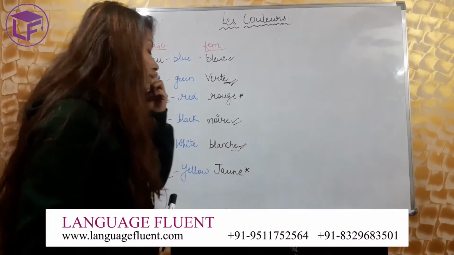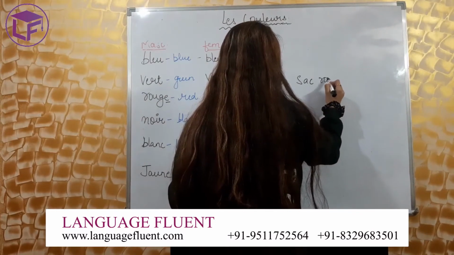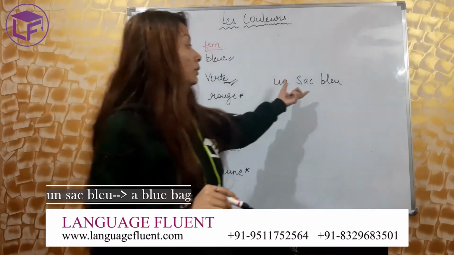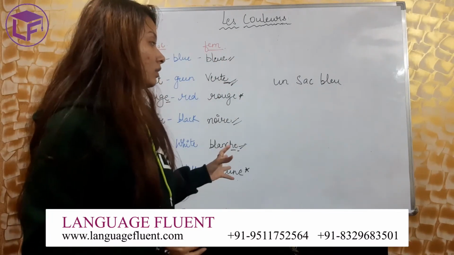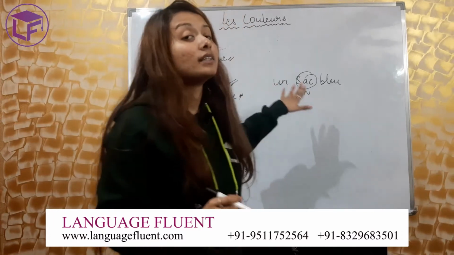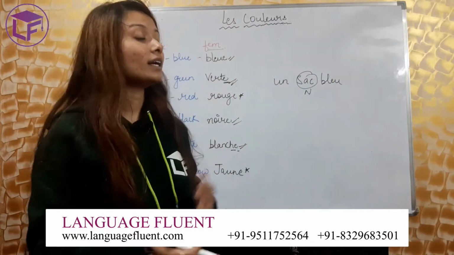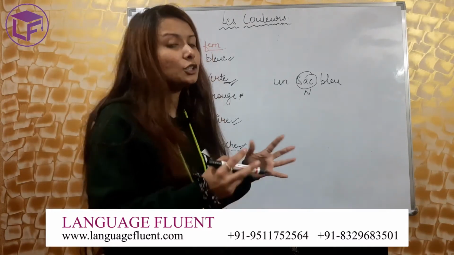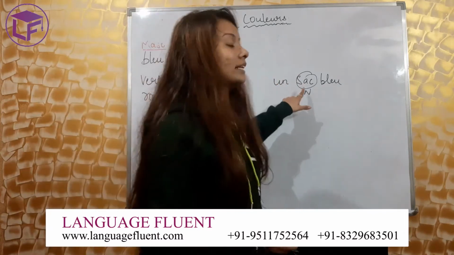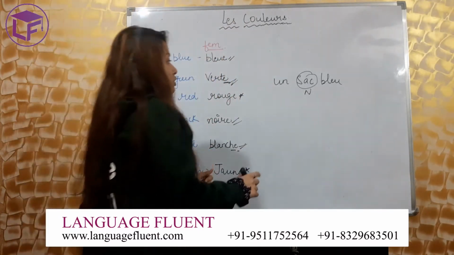Alright, so let's move forward with some examples to make it more clear. Let's take an example: un sac rouge. Un sac bleu, that is a blue bag. If you're noticing, the noun, sac, comes before the color. In French we always write the noun first and then the color. In English we say a blue bag, but it should not be bleu sac in French. Un sac bleu, okay?